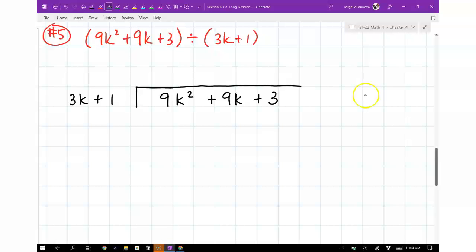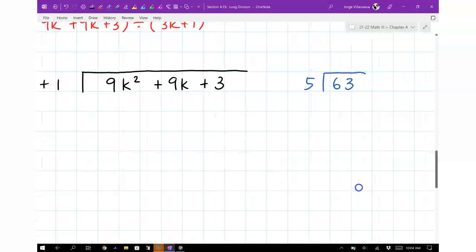If I were to tell you to divide 5 into 63, let's do that really quick. I know you're probably thinking, this is child's play, why are we doing this? But I'm just trying to show you something. Normally, you would say, how many times does 5 go into 6? 5 goes into 6 one time. Now, at that point, you would say, what is 1 times 5?